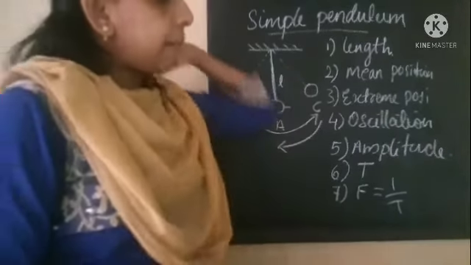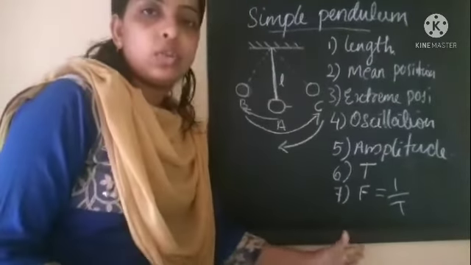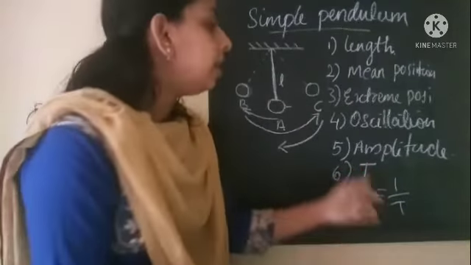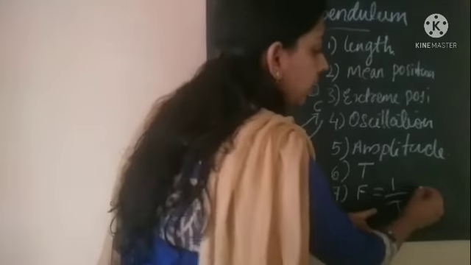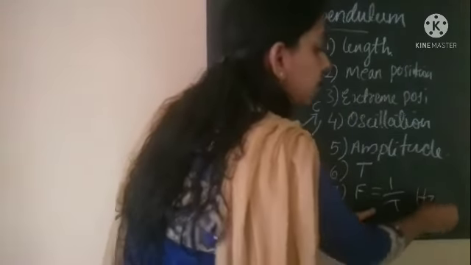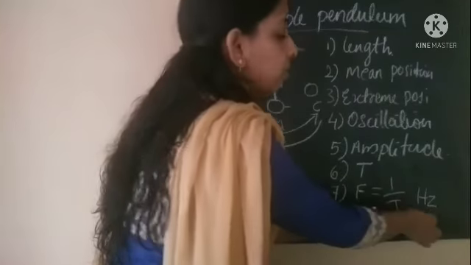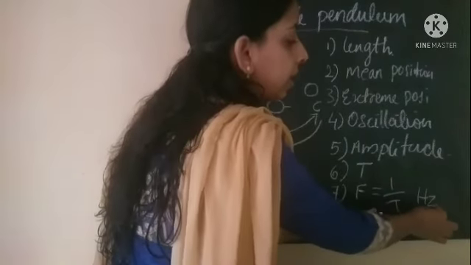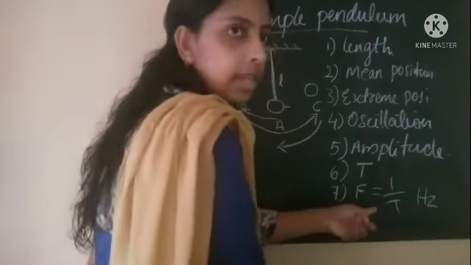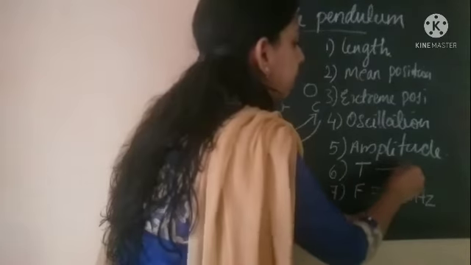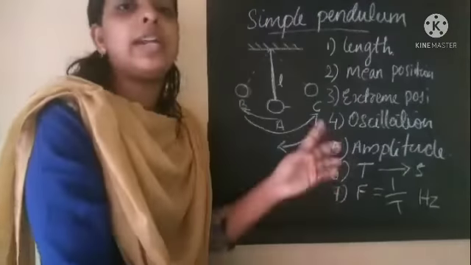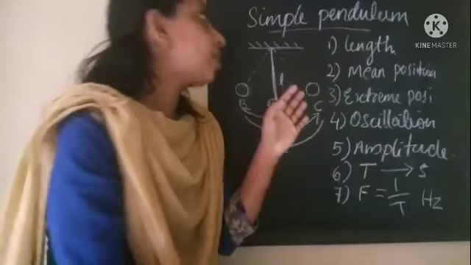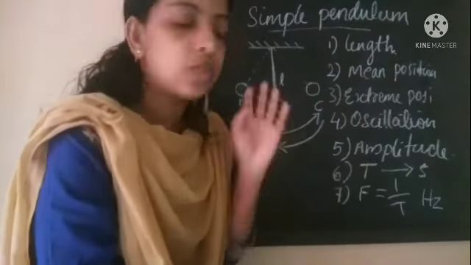So that's all about the terms related to the simple pendulum once again. The unit of frequency is hertz, written with capital letter H and small z. In the case of time period, it is measured in the unit second, small letter s. So that's all about the terms related to the simple pendulum.